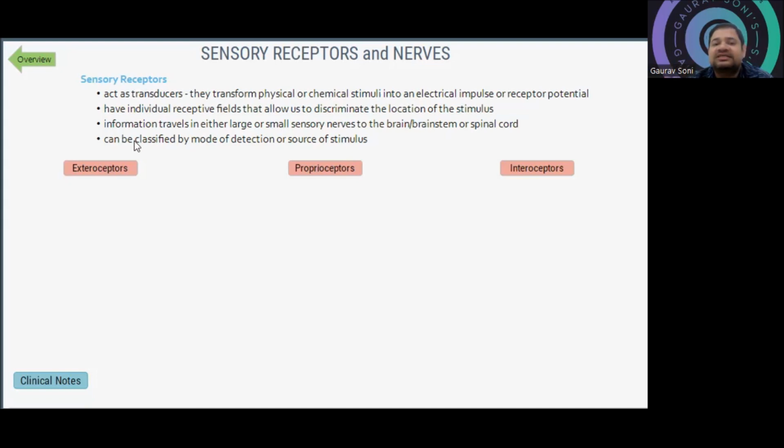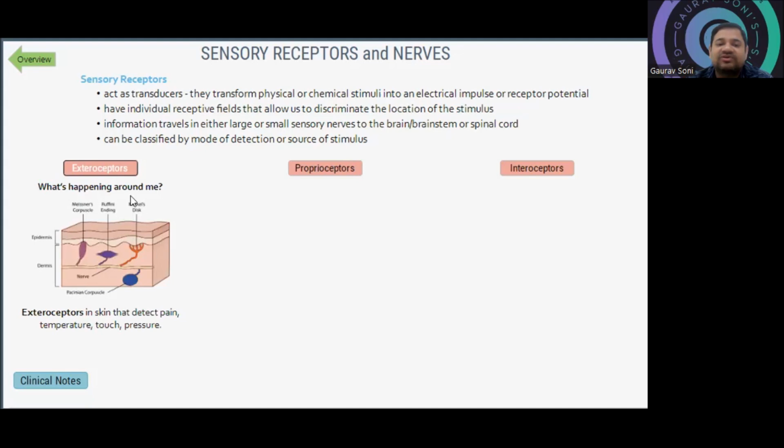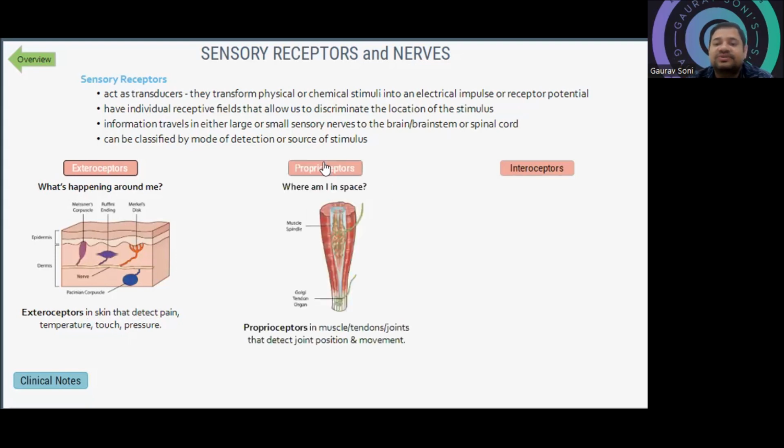So whatever has been sensed by our body and transferred to the brain will be under the sensory receptors. These are basically three types: exteroceptors, proprioceptors, and interoceptors. Exteroceptors mean whatever is happening around us. They can detect pain, temperature, touch, and pressure on the skin, the exterior. Then proprioceptors: where am I? These are in muscles, tendons, and joints, and detect position and movement, whether we are in a correct, erect position or we are going to fall down. All these things will be received by proprioceptors.